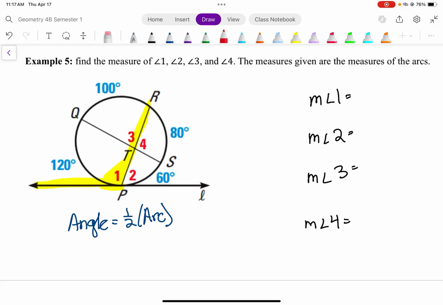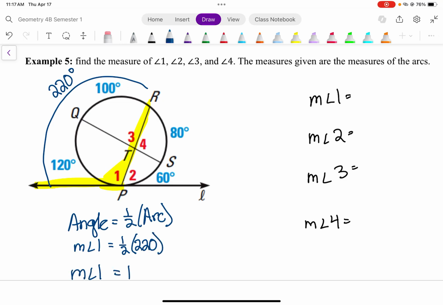So if we extend this, the angle is going to go to point R. So to get that entire arc in this equation, we're going to have to do 100 plus 120. So 220 degrees is the arc that we are using. So the measure of angle 1 would be equal to 1/2 times 220. And that will give us 110 degrees.